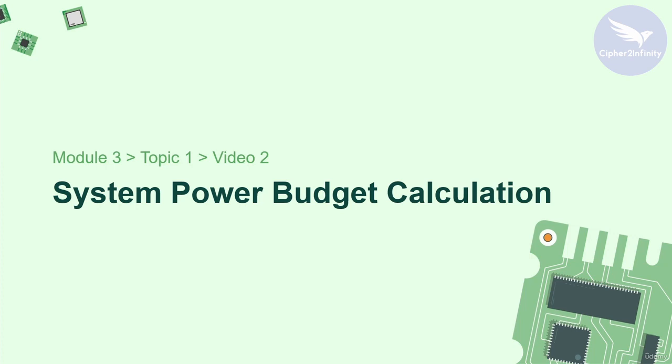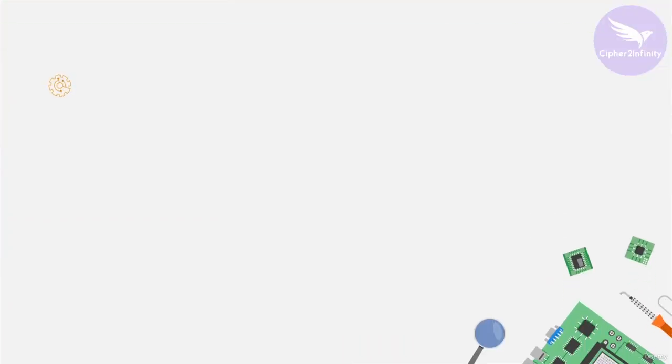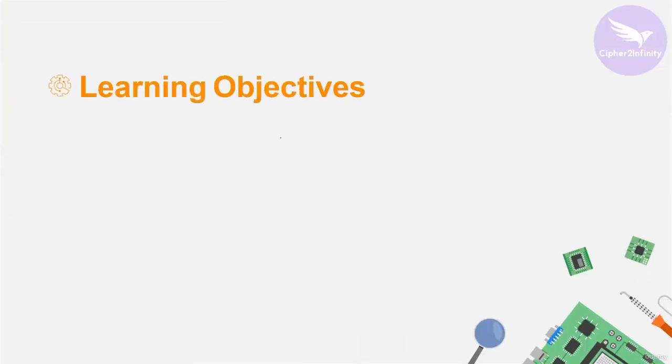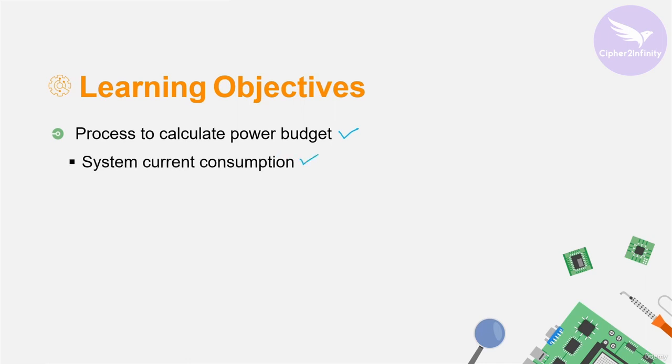Now let's start with this video, which is about system power budget calculation. So you already know what you are going to learn in this video. We are going to discuss the process to calculate the power budget, and power budget calculation is actually nothing but this process in which we calculate the total current consumption of the system, and also we finalize the voltage or voltages at which our system is going to work.